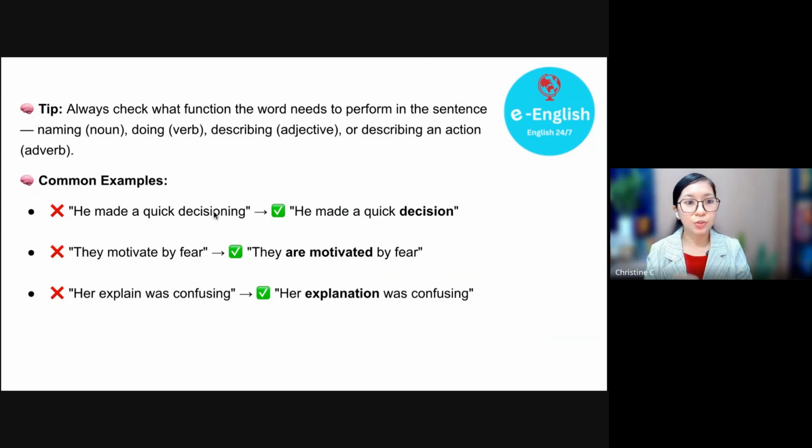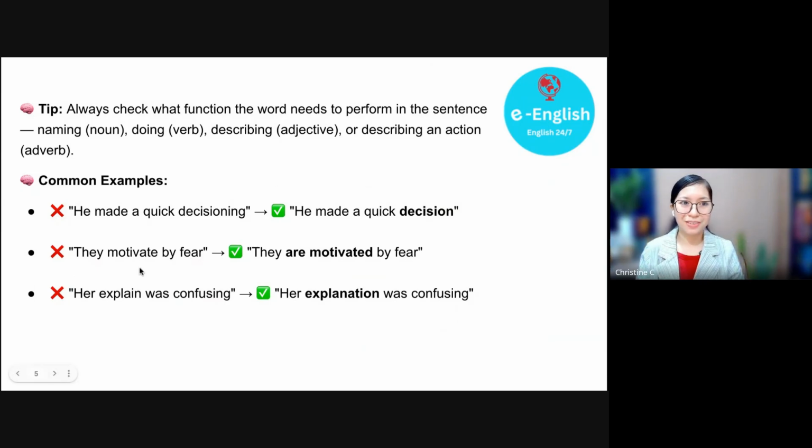Now let's go back to decisioning. "He made a quick" should be a noun: decision. Okay, so if you already know that the noun form of decide is decision, then you can easily use decision in this sentence, because you already have a verb, made. Made what? So you're naming it. Made a decision, a quick decision.